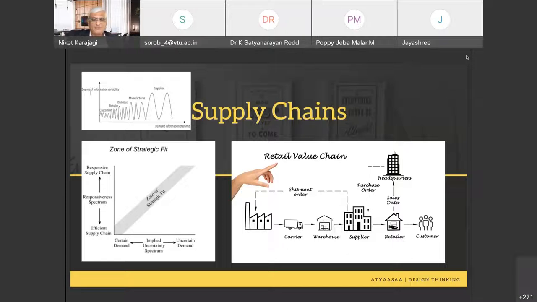Somewhere the stock is high, somewhere it is low. But why is this bullwhip coming into effect? It's not so simple. When a design thinking problem was taken up to solve this bullwhip effect, we realized there were relationship issues in the organization. There were forecasting issues in the organization. There was an analysis issue in the organization.